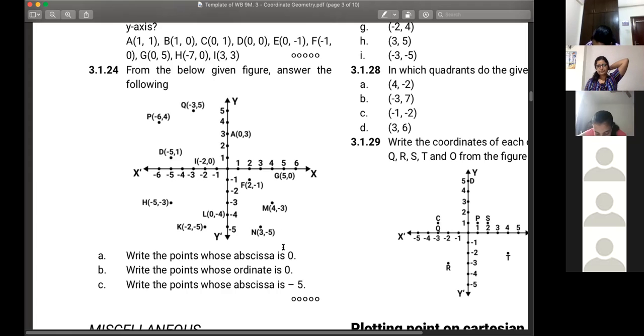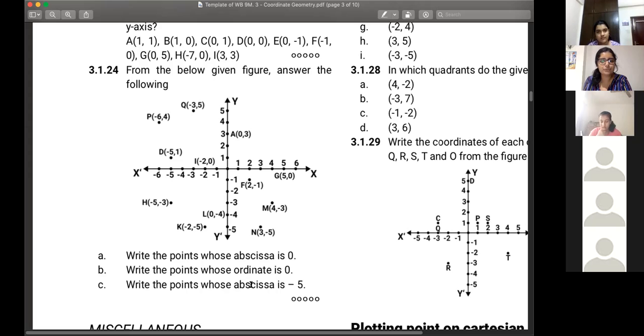So we have L, we have A. What else? Yeah, I guess that's it. L and A. Correct. So abscissa 0 means x coordinate is 0, meaning whatever is on the y axis, just note that. Samriddhi, points whose ordinate is 0. Which all points? Ma'am, point I and G. I and G is correct.